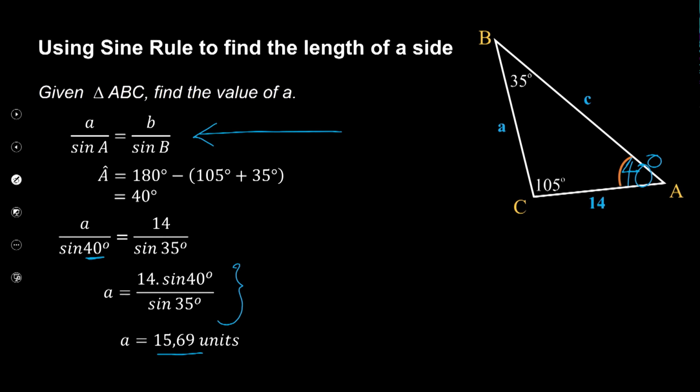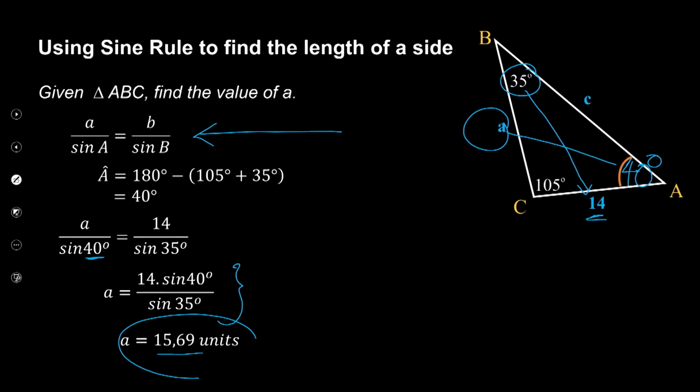So this angle, 40, is slightly bigger than 35. So we expect our answer for A to be slightly bigger than 14. And if you look clearly at our answer, we've got 15,69 units, which is greater than 14. So in the context of that, we can see that our equation does look correct. Our answers do look like they make sense, and we should be on the right path.